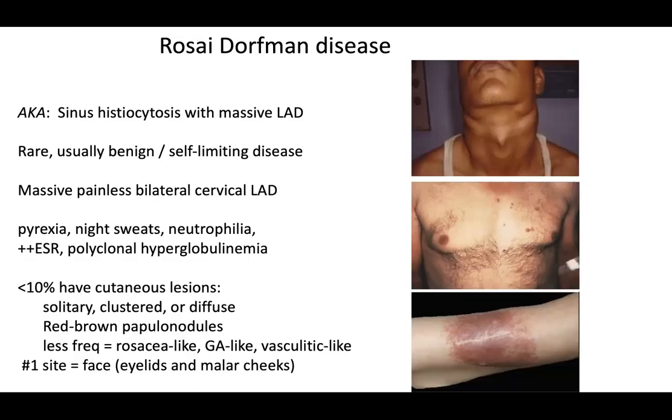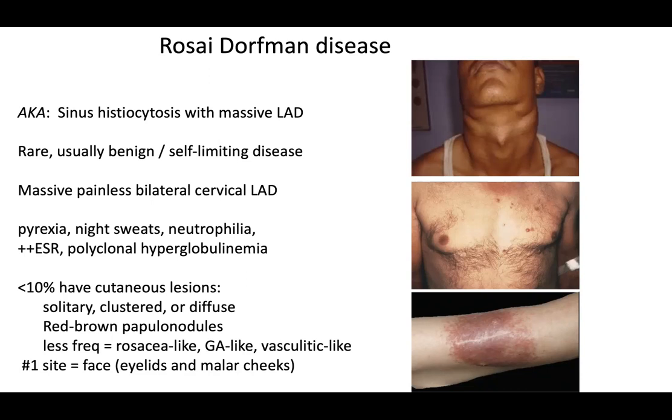And we're going to finish with Rosai-Dorfman disease. So this is also known as sinus histiocytosis with massive lymphadenopathy. It's rare and it's usually benign and self-limiting. However, not every Rosai-Dorfman disease patient is created equal. And in fact, some patients have more of the massive painless bilateral cervical lymphadenopathy, which is what gives it the other name of sinus histiocytosis with massive lymphadenopathy.